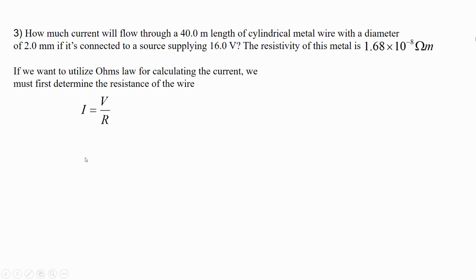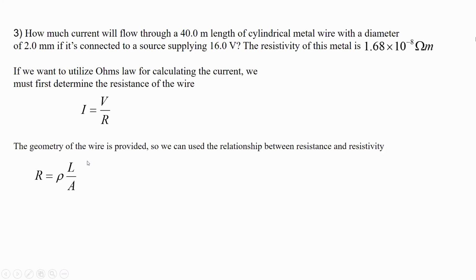And the geometry of the wire is provided, so we can use this relationship between resistance and resistivity, where rho is the resistivity of this material, whatever that might be. It could be maybe copper based on the number. All right, so the length is given to us. We have to calculate the area. Okay, let's move forward from this.